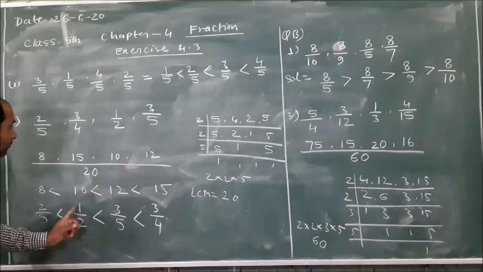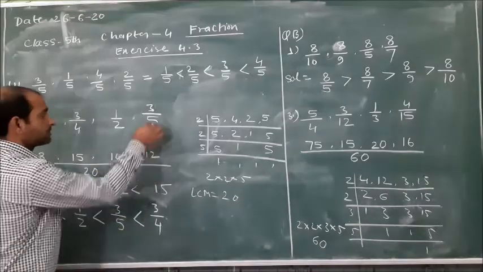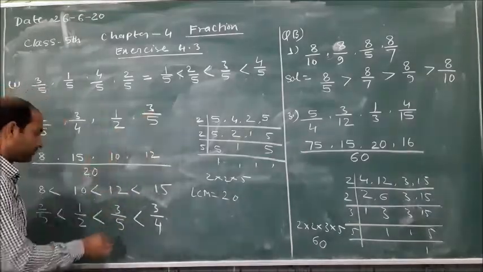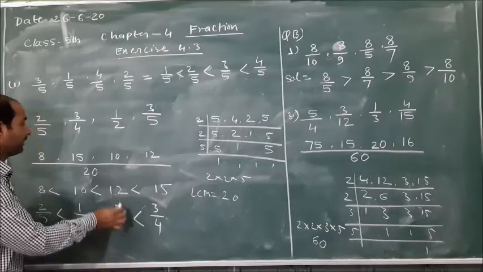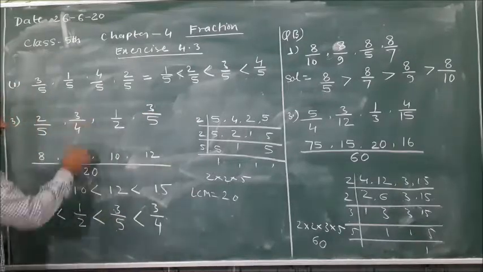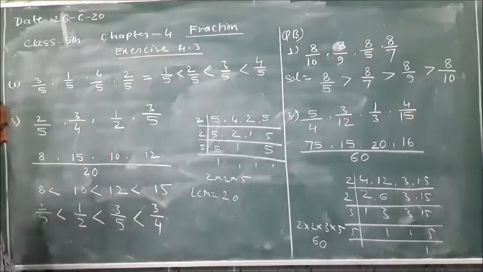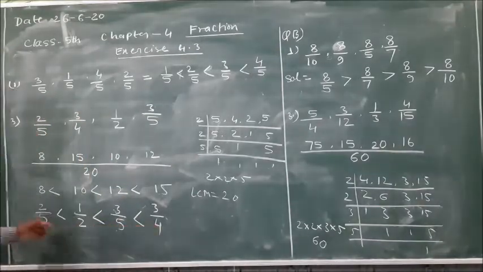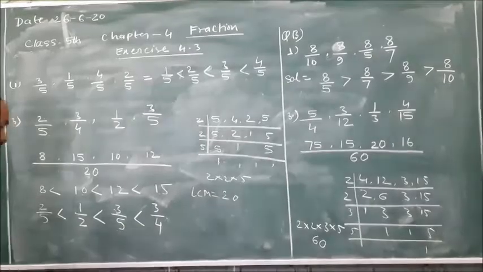Here after 1 upon 2, 12 comes from 3 upon 5. So we write down here 3 upon 5. And at last, 3 upon 4 is the greatest fraction. So these fractions we write here in the ascending order.